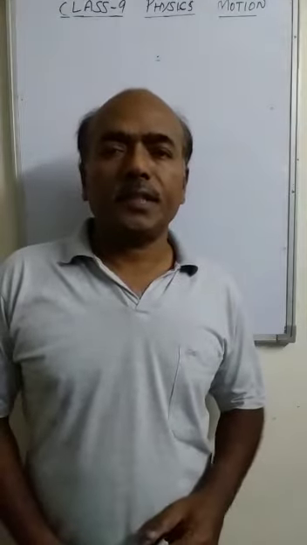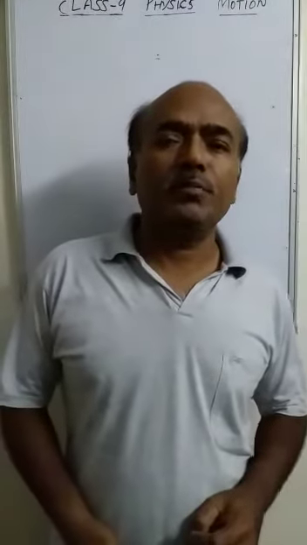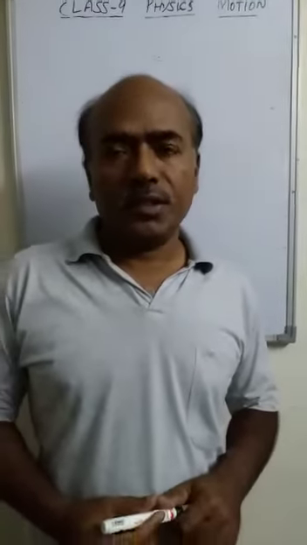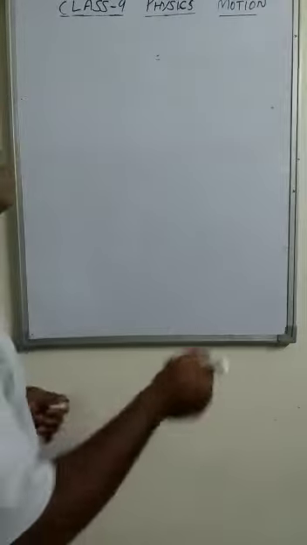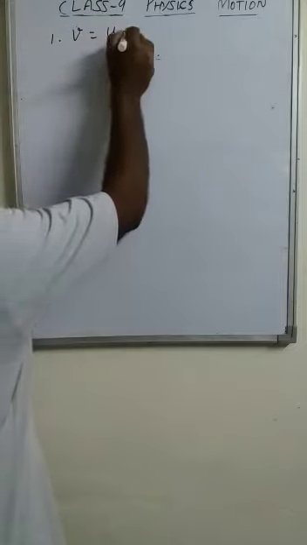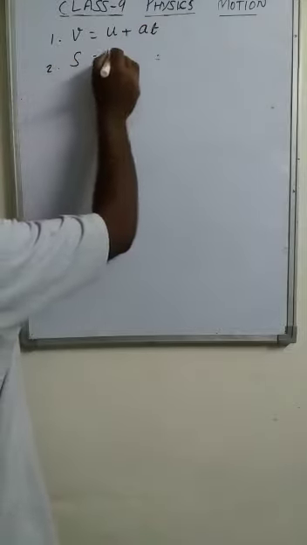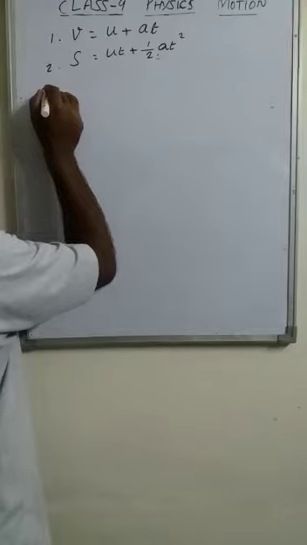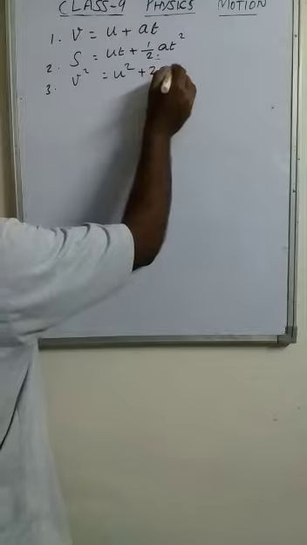In the last session, we were discussing the equations of motion. All the three equations of motion were discussed and derived. Once again, I write those equations. The first equation is v equal to u plus at. The second one is s equal to ut plus half at square. Third, v square is equal to u square plus 2as.